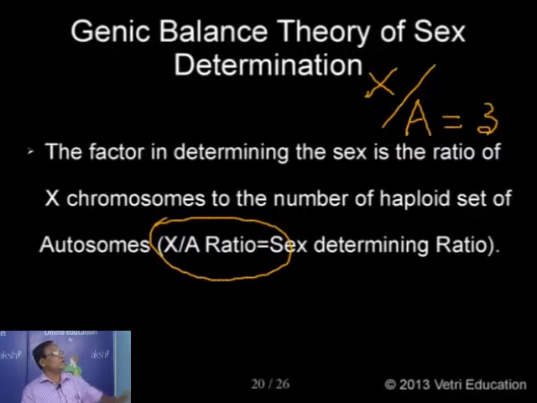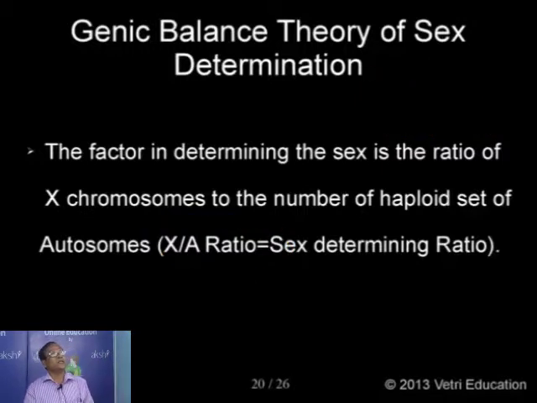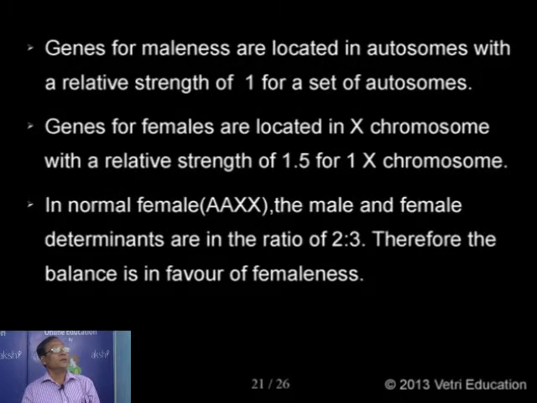Now he calculated the relative strength of the genes. So he observed the following facts. Number one, Y chromosome has no role in sex determination. Now the genes for maleness are located in the autosomes. He also calculated what is called the relative strength of all the genes in the chromosome. See that one, genes for maleness are located in autosomes.